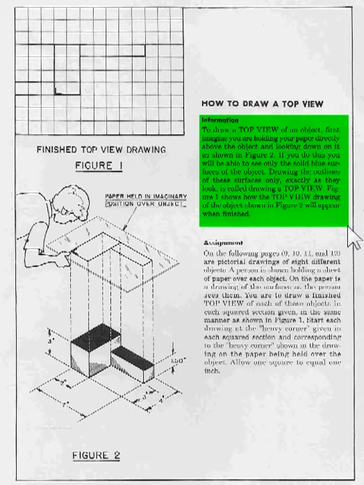It says in the information section, to draw a top view of an object, first imagine you're holding a paper directly above the object and looking down on it as shown in figure 2. If you do this, you will be able to see only the solid blue surfaces of the object. Drawing the outlines of these surfaces only, exactly as they look, is called drawing a top view. Figure 1 shows how the top view drawing of the object shown in figure 2 will appear when finished.